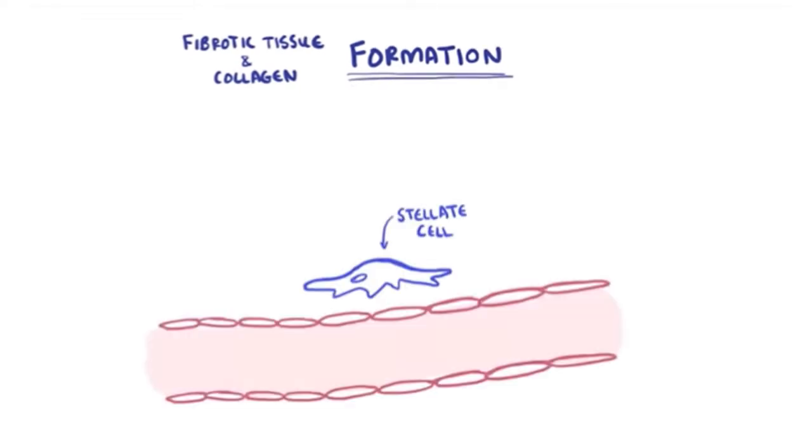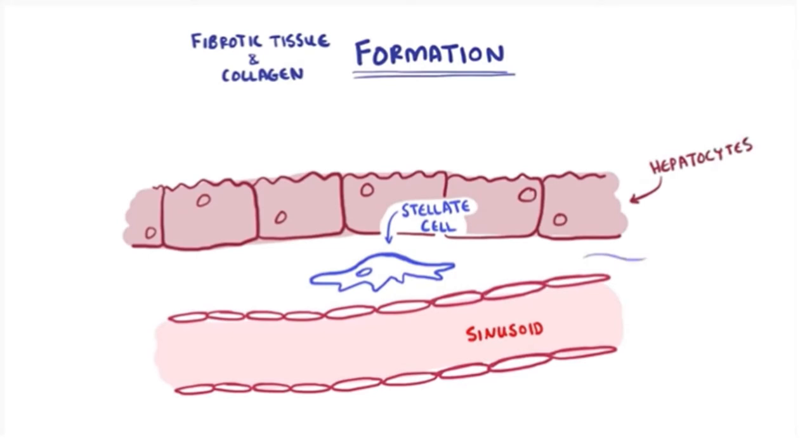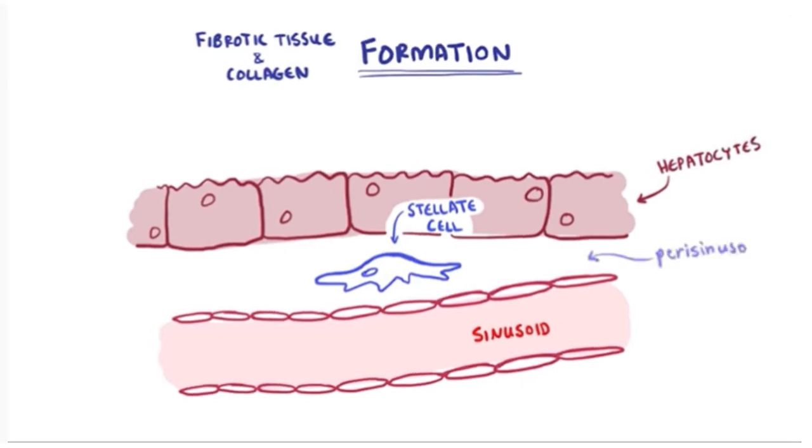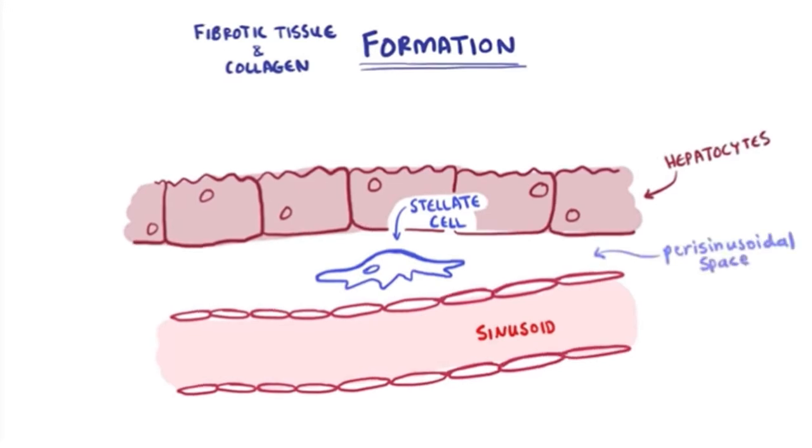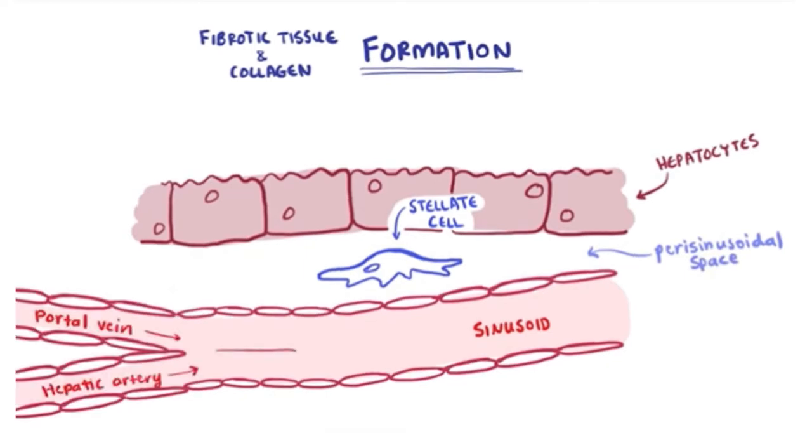Fibrotic tissue and collagen formation result from a cascade of complicated processes going on in the liver, which we'll discuss. Initially, there are beautifully organized intrahepatic structures. These are the stellate cells. These are the hepatocyte lining. The structure below is the sinusoids. And this is the perisinusoidal space. Sinusoids open into the portal vein and hepatic artery, or the hepatic artery and portal vein end up into sinusoids. Both are the same thing.